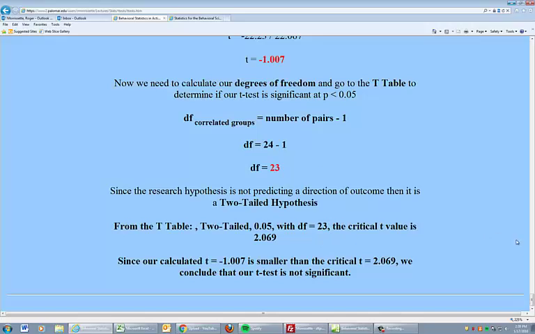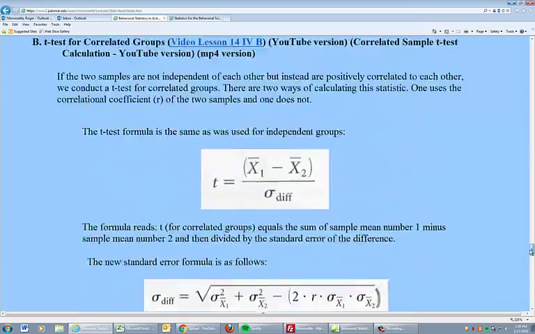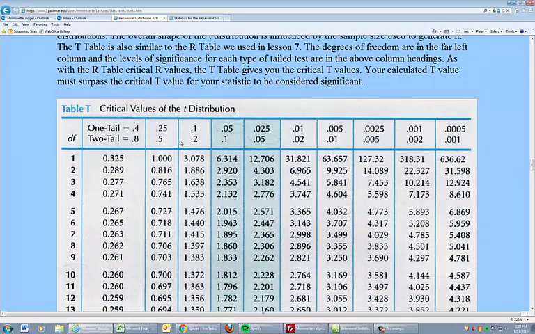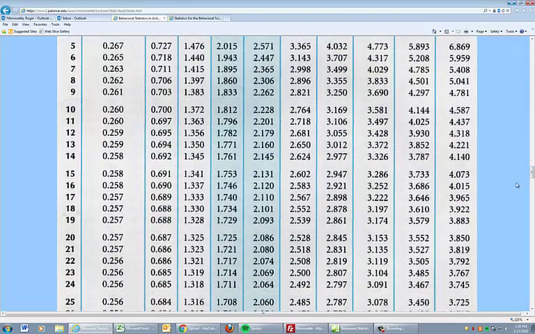Let's go look for that up in the table. This time we had a two-tailed test, 0.05, so we're going to use this column. And our degrees of freedom was 23. There it is right there. So the value to beat, the critical t, is 2.069, and our calculated t did not beat that, so it is not significant. That is how you calculate a t-test for correlated groups.